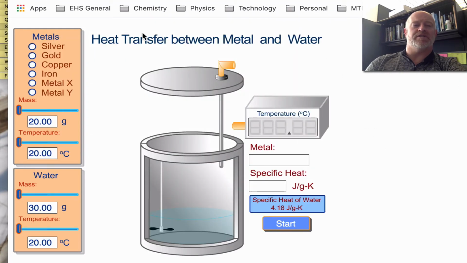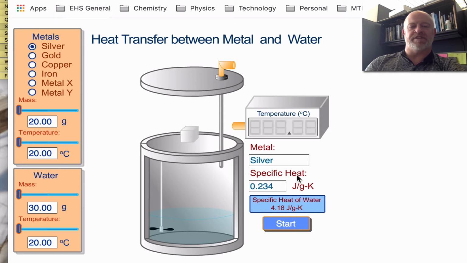What we have is an insulated container. We're going to have stirring that goes on here to keep it flowing inside so we don't get hot spots or cold spots. And we're going to take a metal. Let's pick any metal here. Let's just go with silver at our top here.